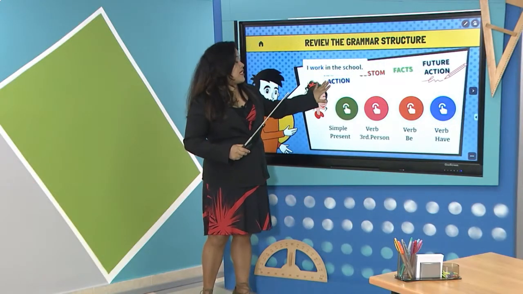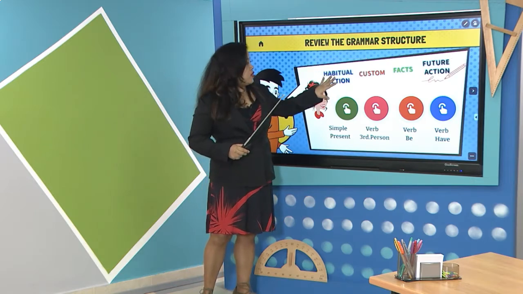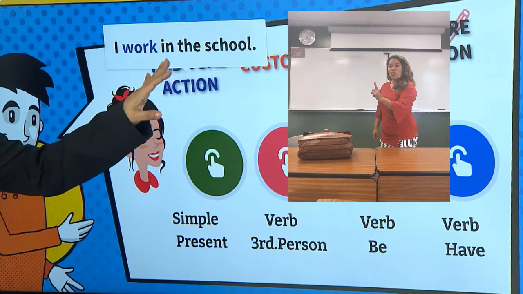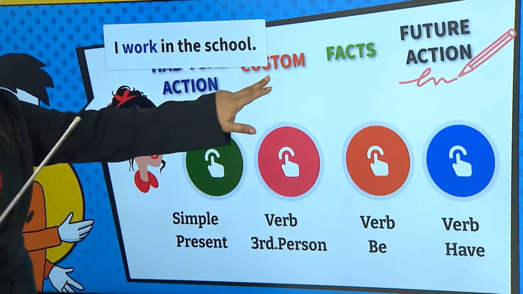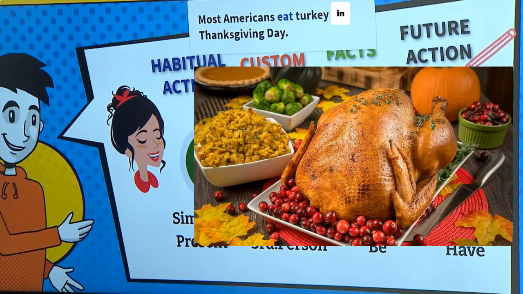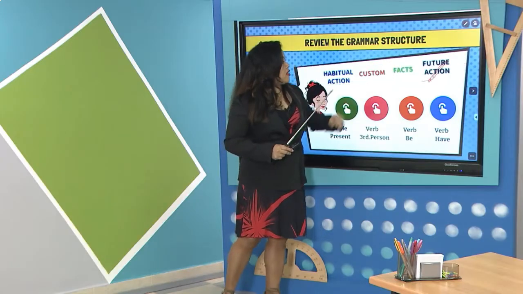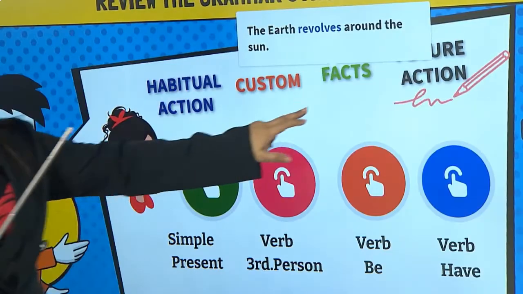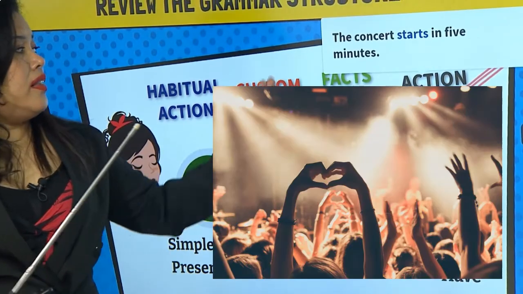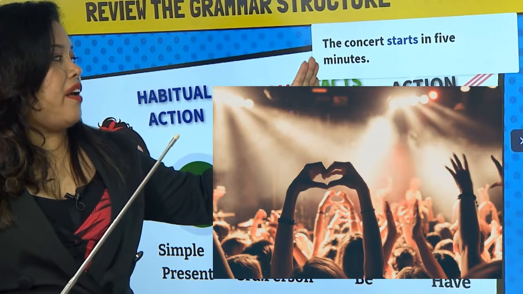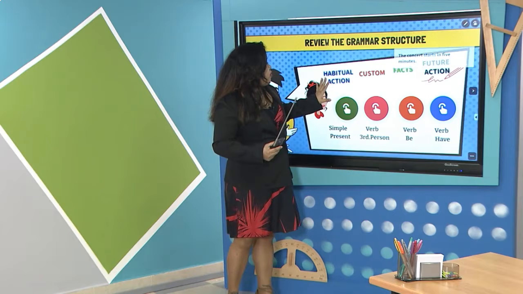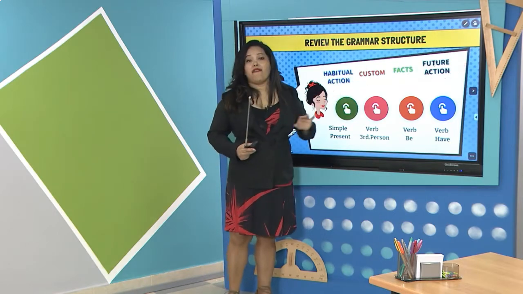Habitual action, okay? Habitual actions, custom, facts, and future action. We use simple present verb form for this situation. So for habitual action, I work in a school. This is an example. Custom, most Americans eat turkey on Thanksgiving Day. This is a custom. Fact, the earth revolves around the sun. And future action, the concert starts in 5 minutes. So we use the present tense to show this habitual action, custom, facts, and future.